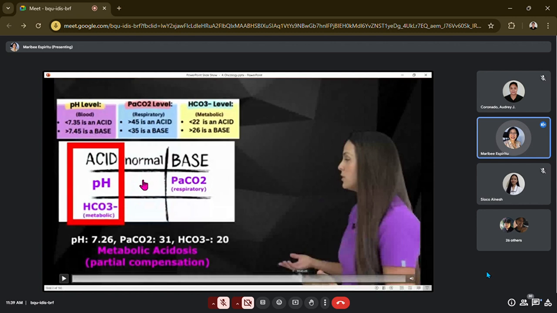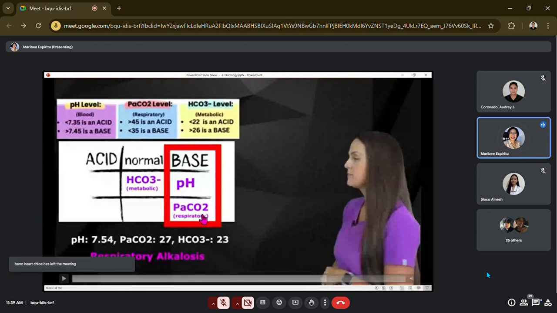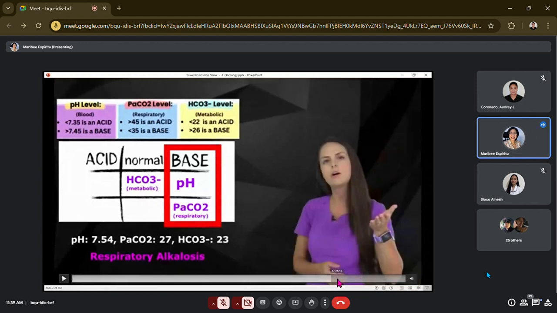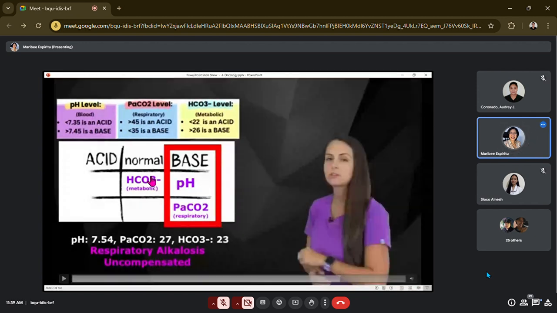So, paano nyo malalaman? So, ayan, respiratory alkalosis, pH, PaCO2, one straight line, vertical line. So, that's respiratory alkalosis. Bicarbonate is still normal. So, that is uncompensated. Hindi pa siya gumagalaw, hindi pa siya tumutulong. Okay? So, nahanap ko yung isa.